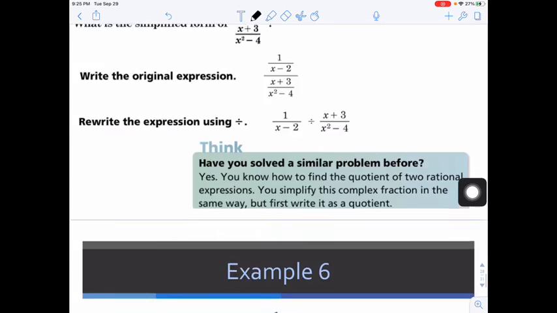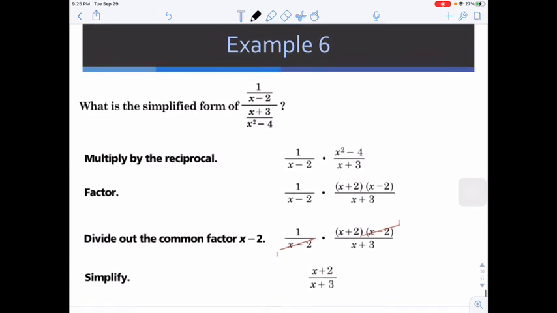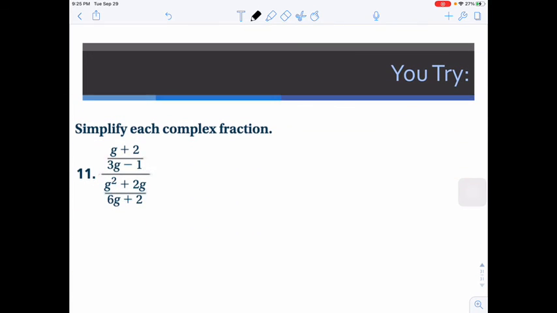All the work is written out on the next couple of slides. And now I would like you to simplify g plus 2 over 3g minus 1 divided by g squared plus 2g over 6g plus 2.